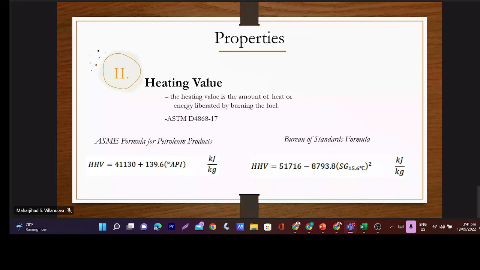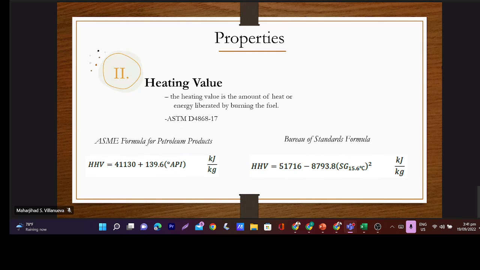Good afternoon po. Ako po si Alexander Ching. I-discuss ko naman po yung second property, which is heating value. Yung heating value po, ito po yung amount of heat o energy liberated sa pagsunog po ng fuel. Tas yung ASTM D4868 po, ito po yung test method na nagko-cover sa estimation ng gross at net heat of combustion in SI units.